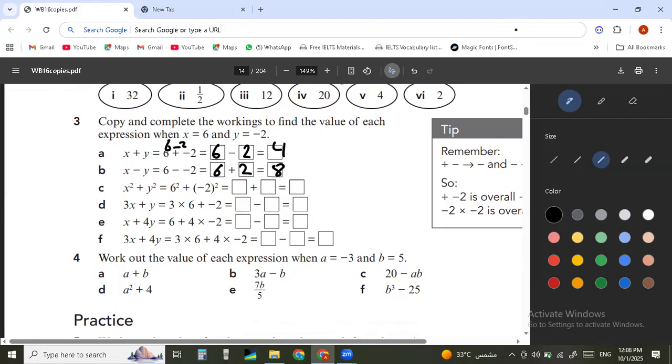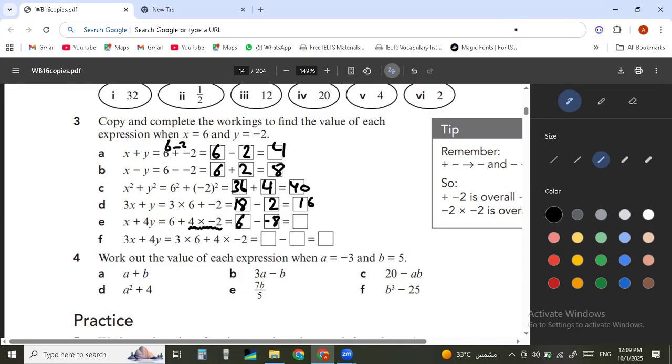Here, I need to fix this first. Negative 2 squared, we agreed, the answer of anything that is squared is always positive, 4. 6 squared is 36, which is going to be 40. Here I need to multiply first. So 3 times 6 is 18. Positive negative becomes negative, negative 2. So 18 minus 2 is 16. 4 times negative 2, which is negative 8.